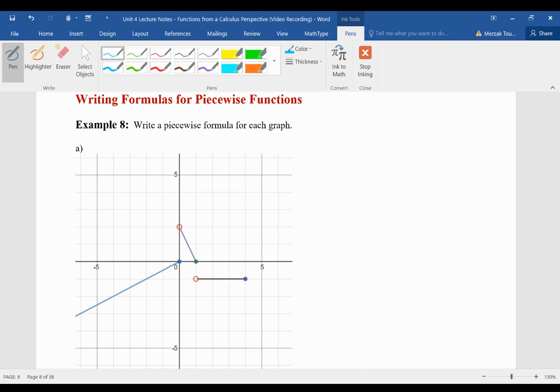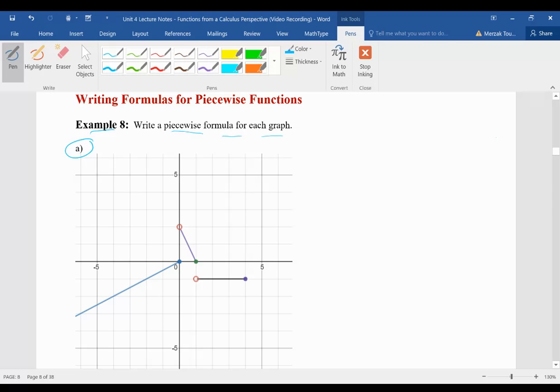Hi, in this presentation, we're going to learn how to write formulas for piecewise functions. In this example, the question says, write a piecewise formula for each graph. So let's start with the graph in example A.